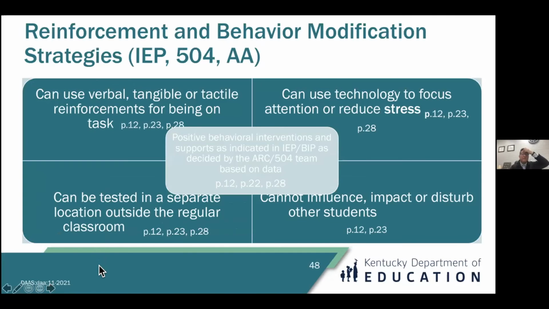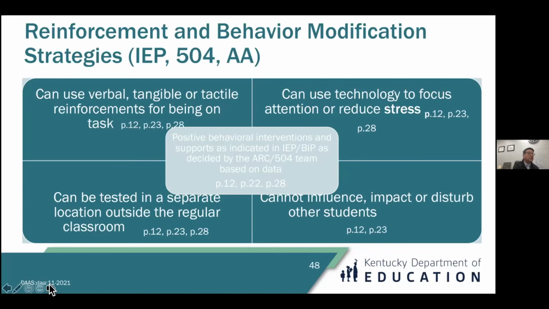So, reinforcement and behavior modification strategies. You can see this slide talks about how you can use verbal, tangible, or tactile reinforcements for being on task. You can use technology to focus attention or reduce stress. The student can be tested in a separate location outside the regular classroom. And you cannot influence, impact, or disturb other students. And it says right in the middle, positive behavior interventions and supports is indicated in IEPs or behavioral intervention plans as decided by the ARC or 504 based on data. These things are given based on data, and the need for those are listed in your IEP.